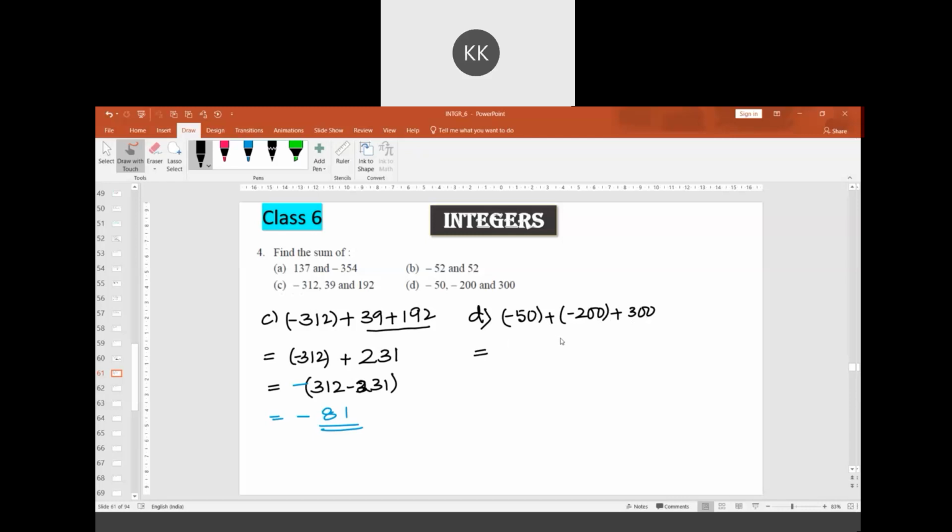Minus 250, sir. 100 minus 50 is equal to positive 50, sir. Positive 150, sir. Positive 50. Yes, positive 50 is the answer.